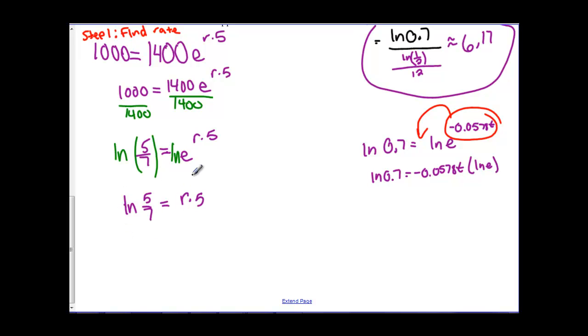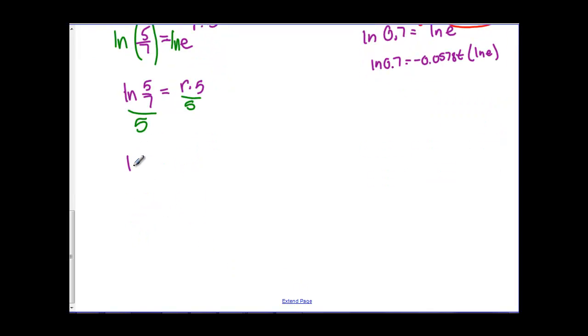Okay, so we're to here, and then our last step to solve for r is to just divide by that 5. So we end up with the natural log of 5/7 over 5 equals r, and that is about equal to what? I'm going to bump it up to 3 at the end. Is that okay? All right, so there's our rate.